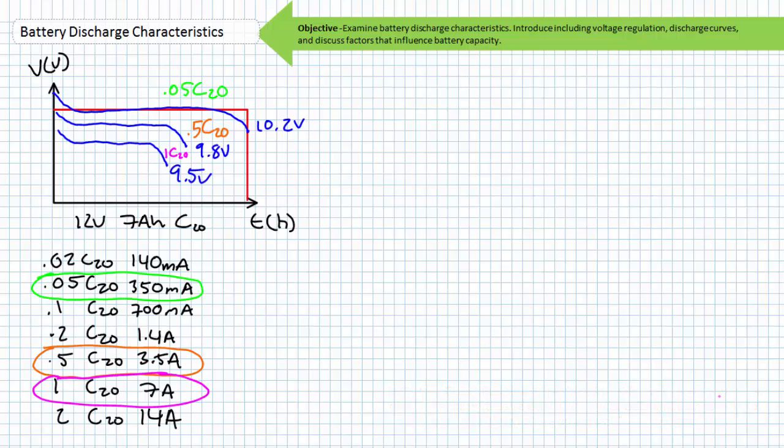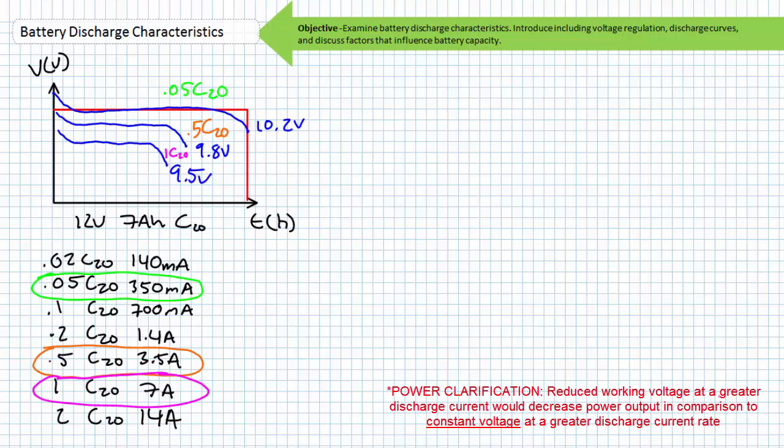At the 1 C20 discharge rate, or 7 amps, we would again expect the working voltage to be less because of the increased voltage drop across the internal resistance. Additionally, a manufacturer may recommend a different cutoff voltage of 9.5 volts at the 1 C20 discharge rate. The decreased working voltage would proportionally decrease our power curve, and the different cutoff voltage changes the playing field yet again.